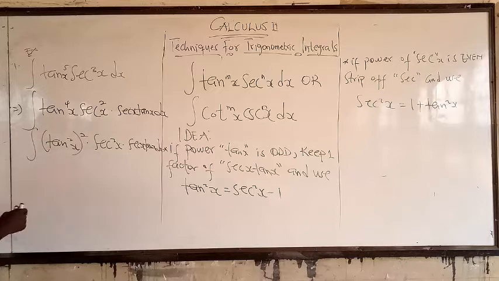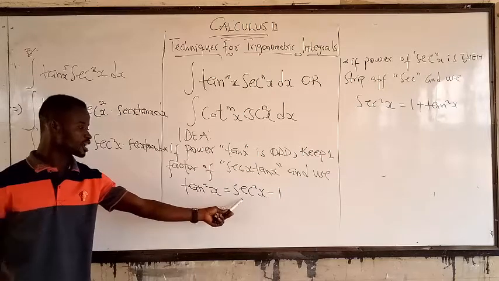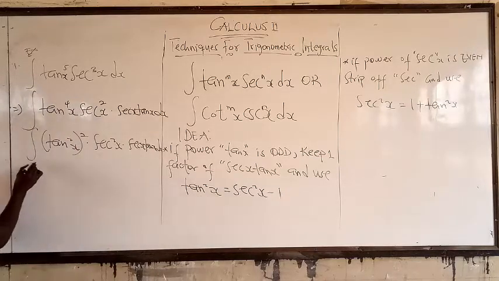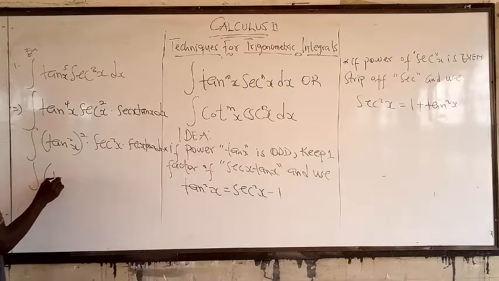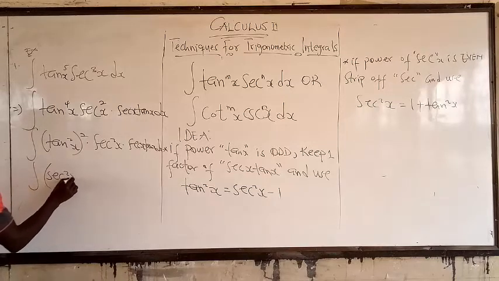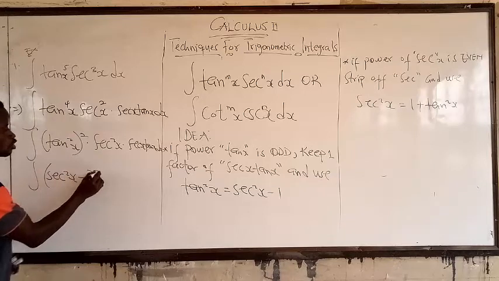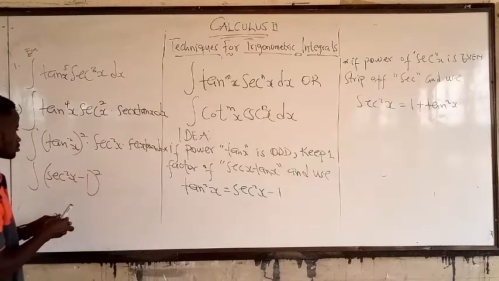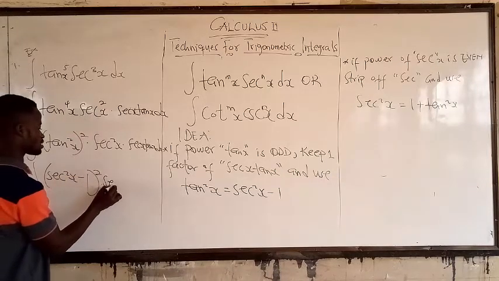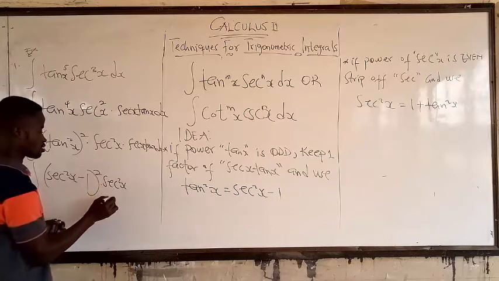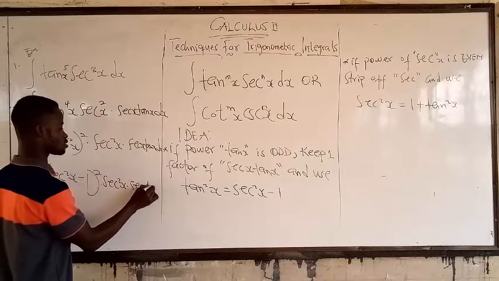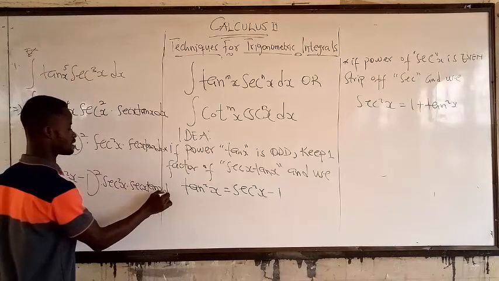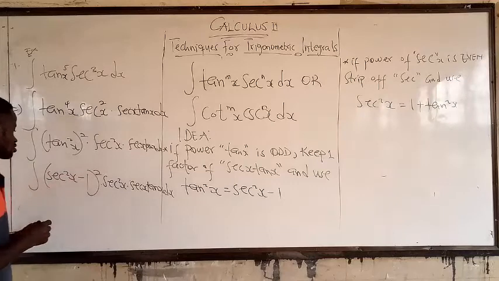So here, by the identity, we can do the substitution of this. We can get 1 minus... sec squared x minus 1, all squared. Then here we get sec squared x, sec x tan x dx.